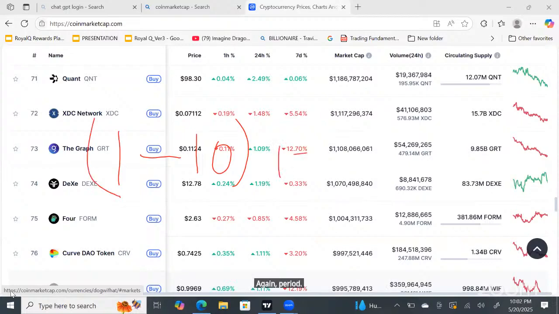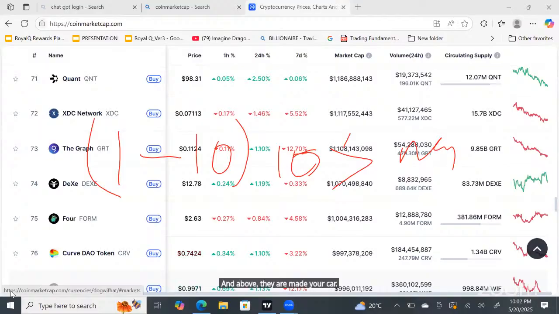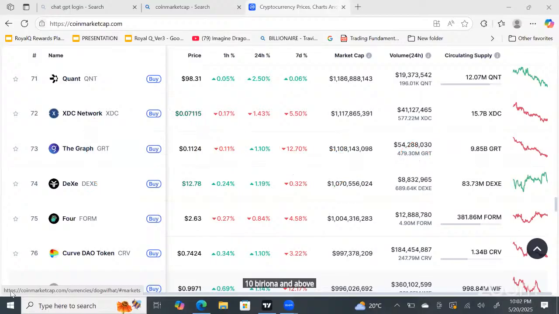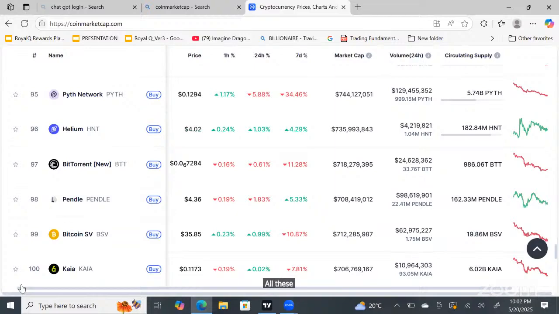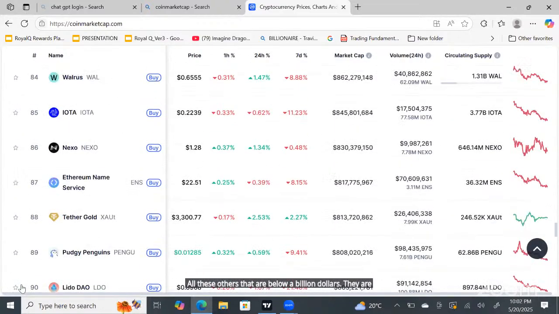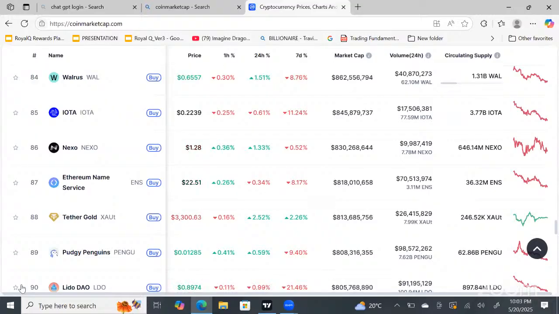Then from 10 billion and above, they are major cap. Major capitalization. Now, all these others that are below $1 billion, we consider them to be small cap. They have a small market capitalization. Is that clear? We move to something else.